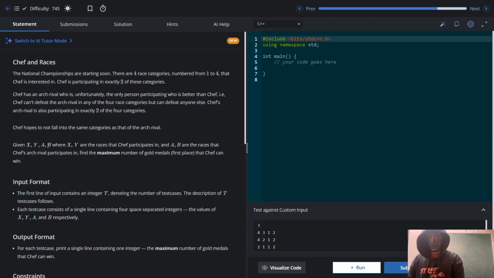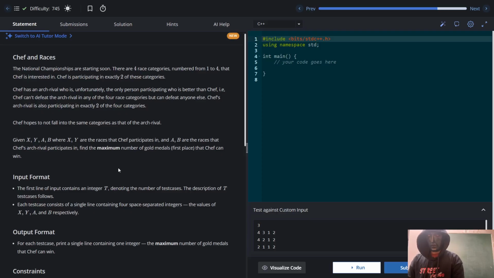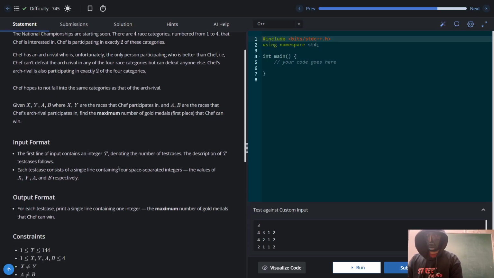So given x, y, a, b, where x, y are the races that Chef participates in, and a, b are the races that Chef's arch rival participates in, find the maximum number of gold medals, first place, that Chef can win. Okay, got it. So it's easy only, don't worry.